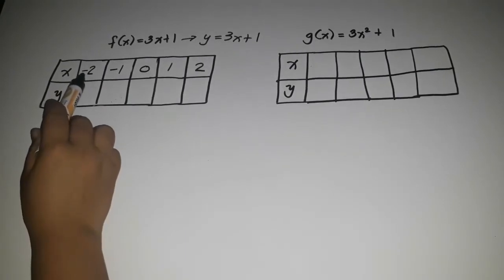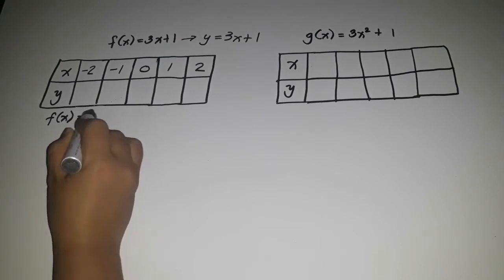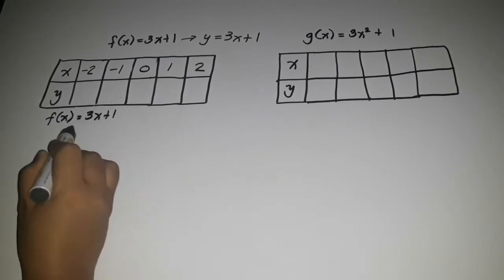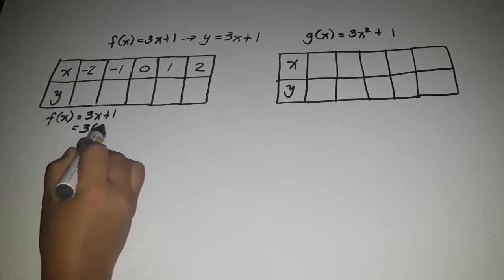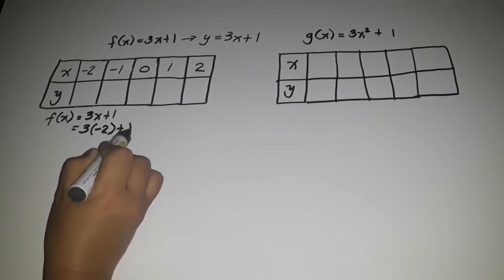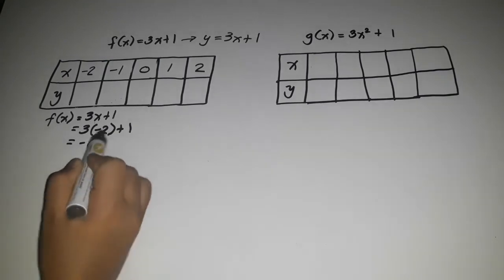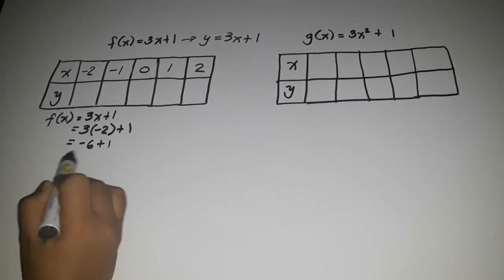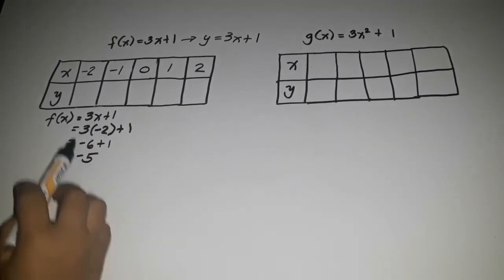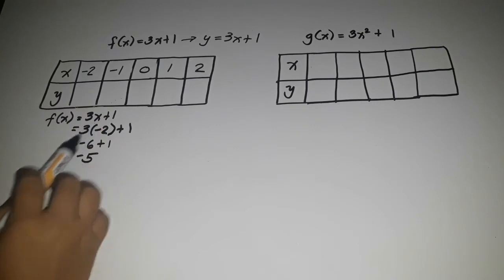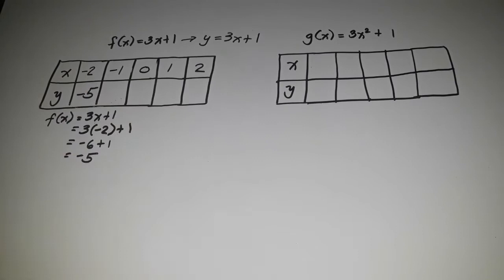Substitute natin, first, negative 2. So, we have f of x equals 3x plus 1. Our x is negative 2. So, we have 3 times negative 2 plus 1. 3 times negative 2 is negative 6 plus 1. Negative 6 plus 1 is negative 5. Kapag ang value ng x natin ay negative 2, ang value ng y natin is negative 5.